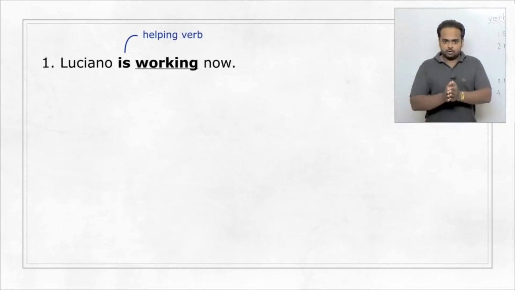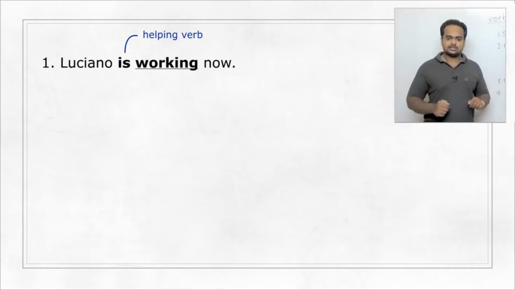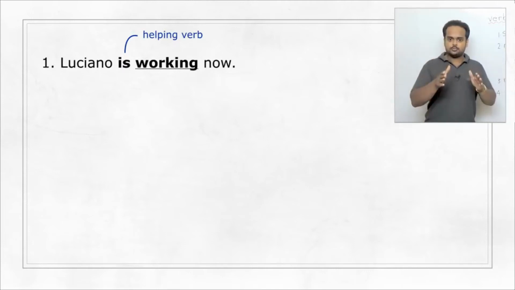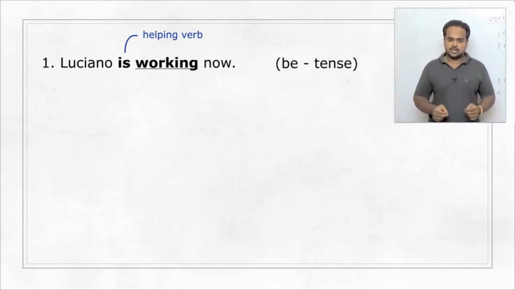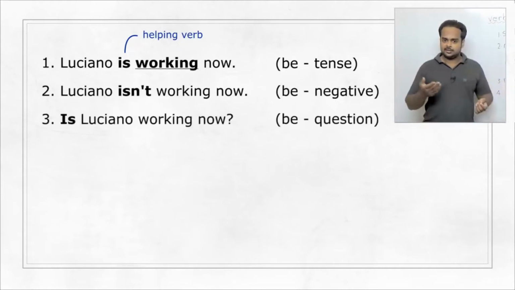Is is a helping verb that shows the tense of the sentence. We know that Luciano is working now because we said is. If I said "Luciano was working," you know I'm talking about the past. So that helping verb is showing the tense. And that's one of the things that helping verbs can do. They can also help us to form negative sentences. For example, "Luciano isn't working now." Or a question, "Is Luciano working now?"